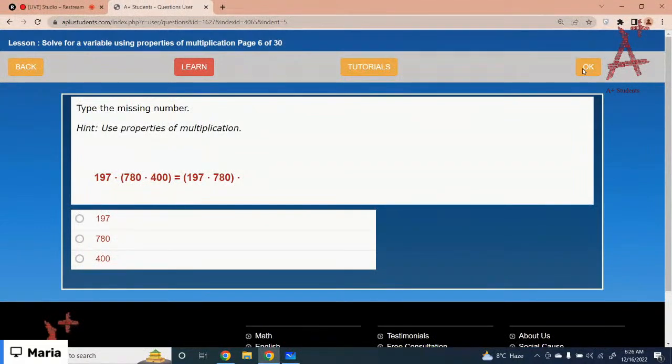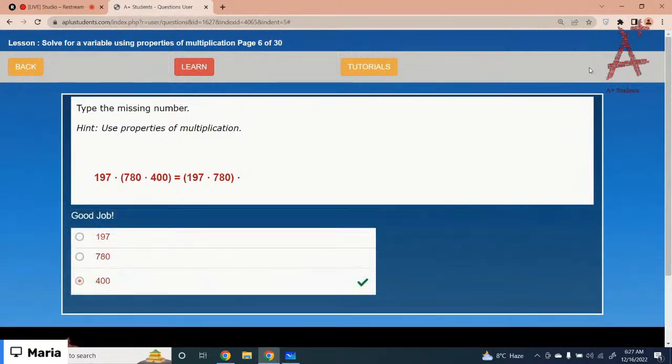Okay, type the missing number. So which number is missing here? Here you have three numbers involved, so that would be the associative property. Got it? So which number is missing? Yes, the missing number is 400. That is the associative property. Got it? Three numbers are involved. So that is the associative property. The missing number is 400. Got it?